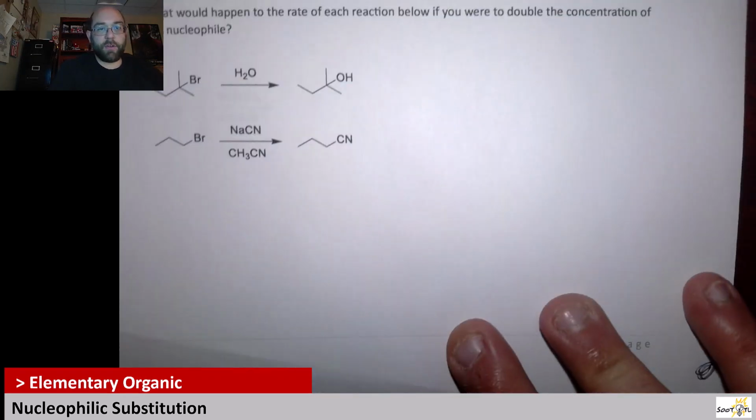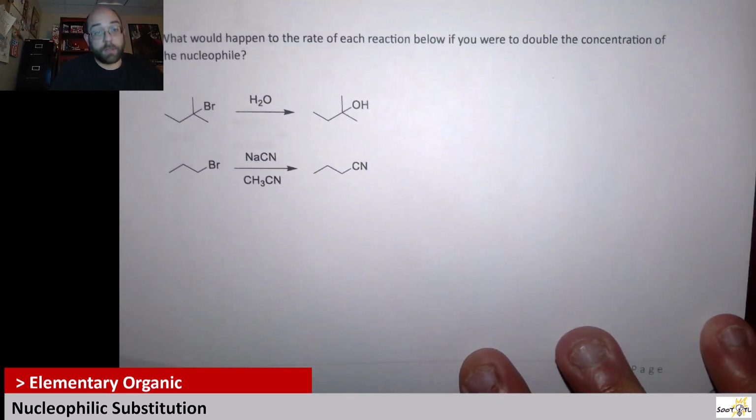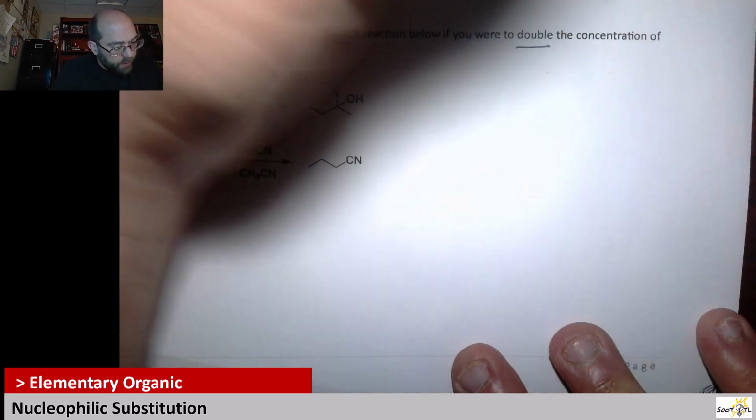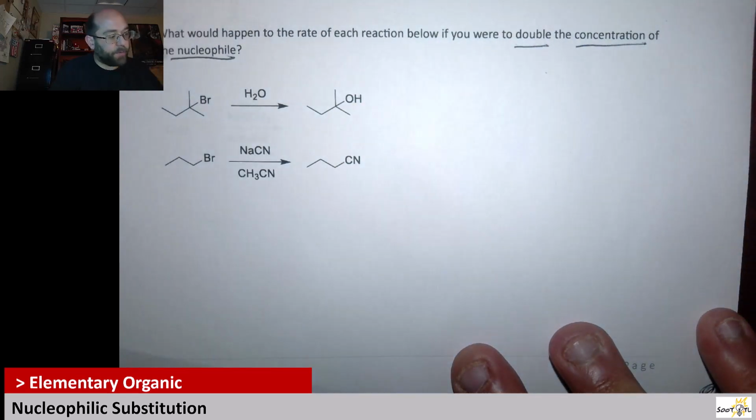All right, and a third one here. It's another rate question. So what would happen to the rate of each reaction below if you were to double the concentration of the nucleophile?